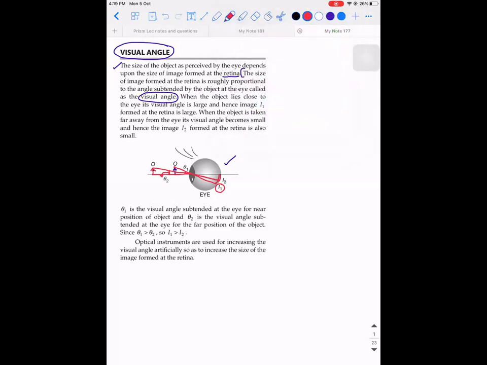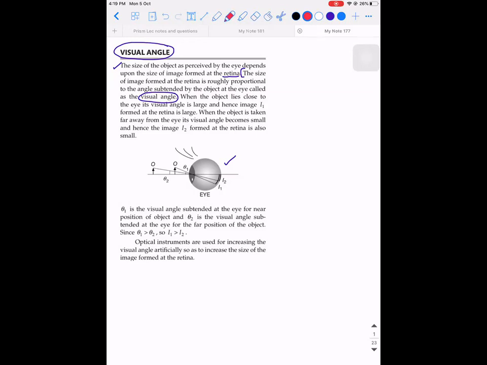So when the object lies close to the eye, its visual angle is large or small, guys? You look at the diagram and tell me. Large. So when it is large, proportionally, the size of the image that is being formed at the retina will also be a larger value, right? So that's what the point says.